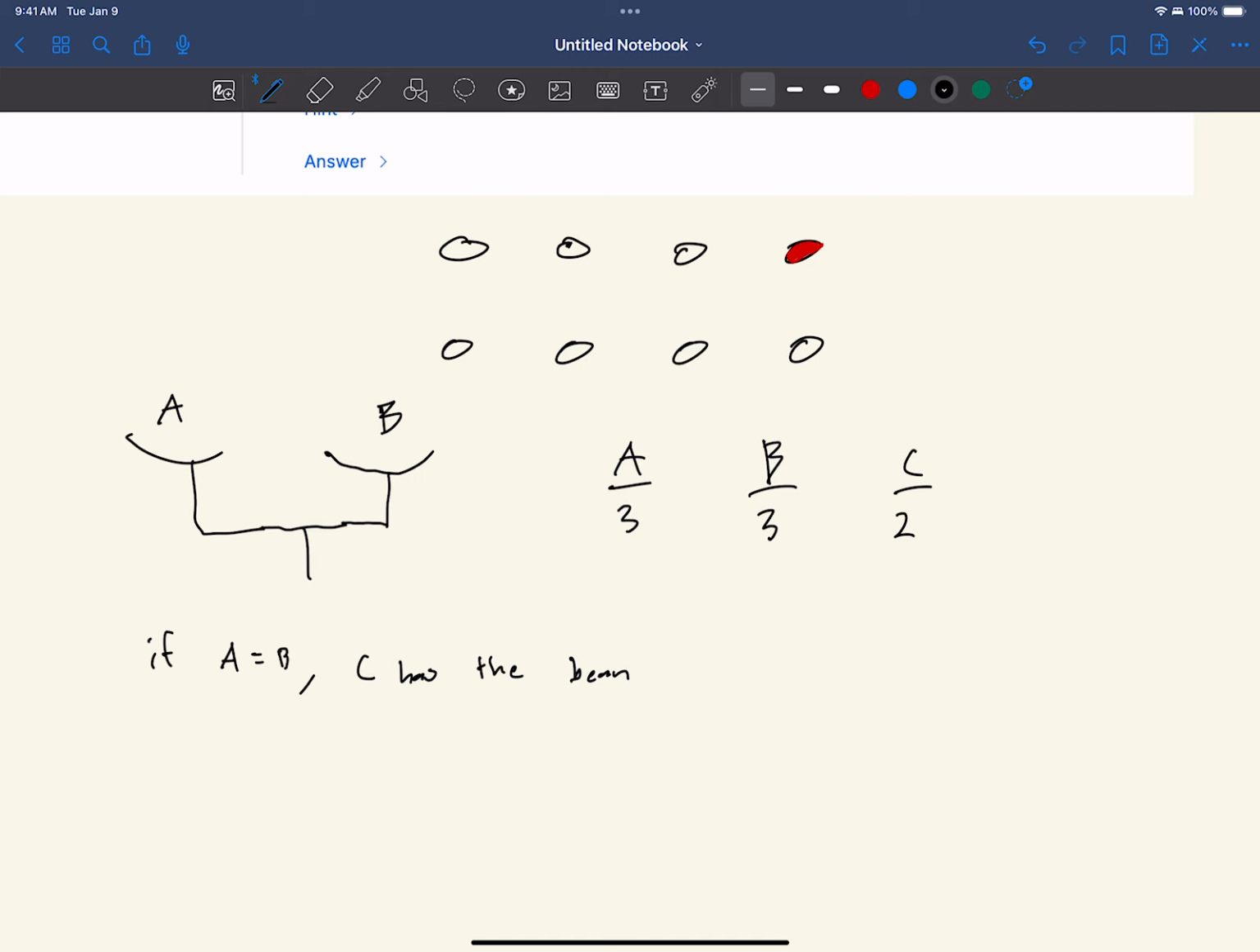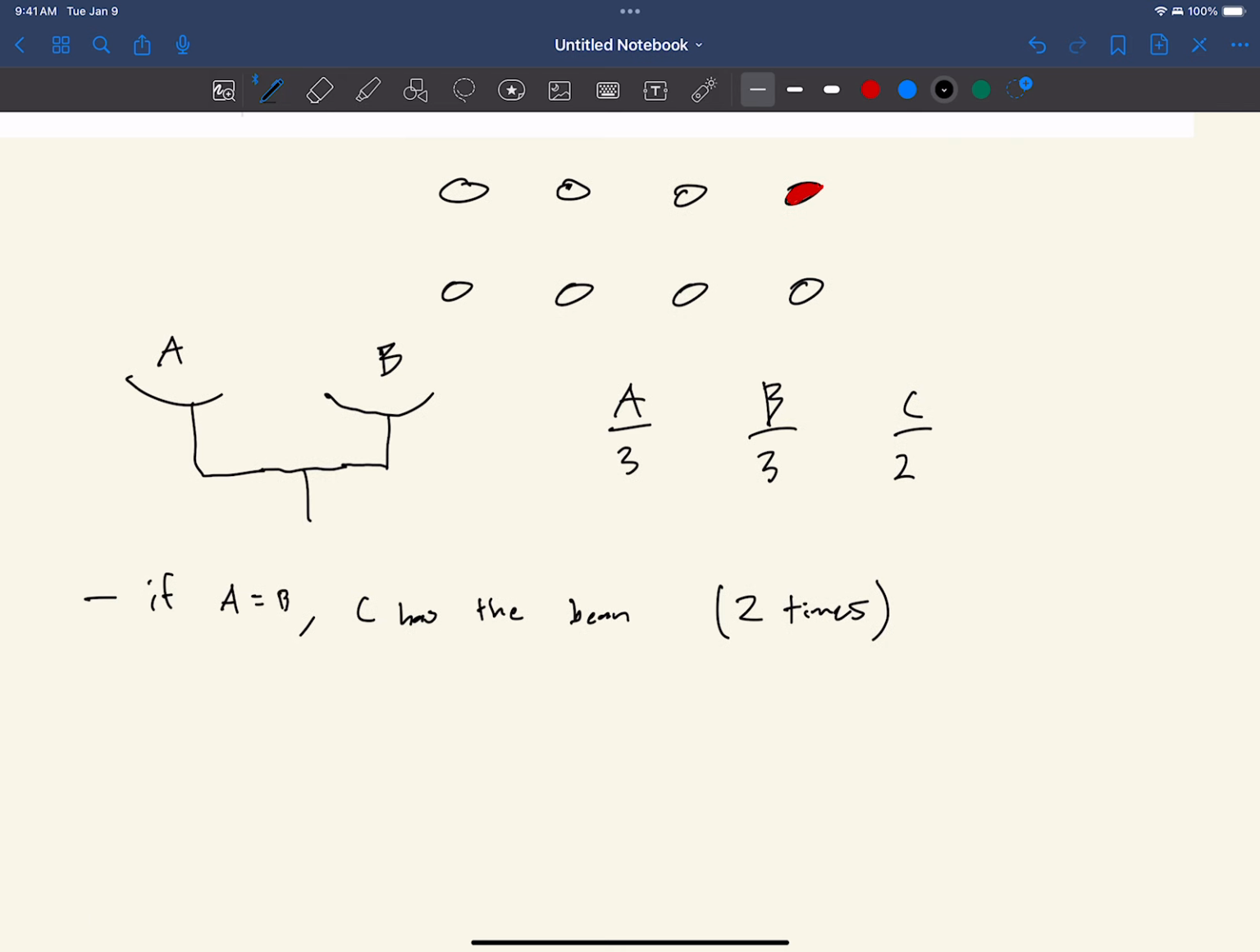So if C has a heavier bean, there are just 2. We can compare the 2 to each other and figure out which one is the heaviest. So in this case, it takes us 2 tries, right? So we use the balance 2 times in this case. If A is not equal to B, then C does not have the bean. And so whichever one, A or B, is heavier. Let's just say without loss of generality, A is heavier. A is heavier than B. Then the bean is in A.